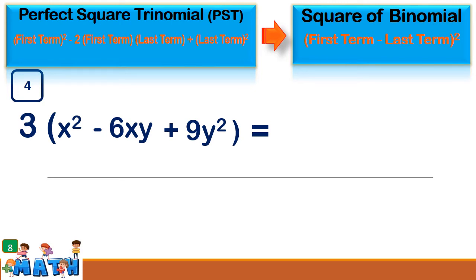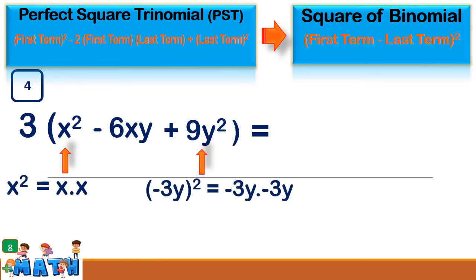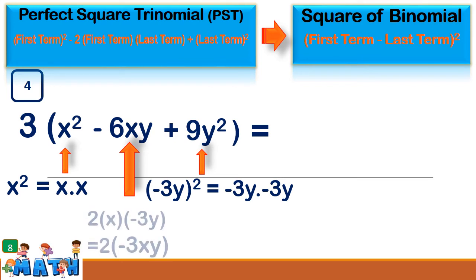So again, check whether the first and last terms are perfect squares. So x squared can be written as x times x, and 9y squared can be written as negative 3y quantity squared or negative 3y times negative 3y since the middle term is negative. And checking for the middle term, so we have x times negative 3y is negative 3xy times 2 is negative 6xy. So we have a perfect square trinomial.